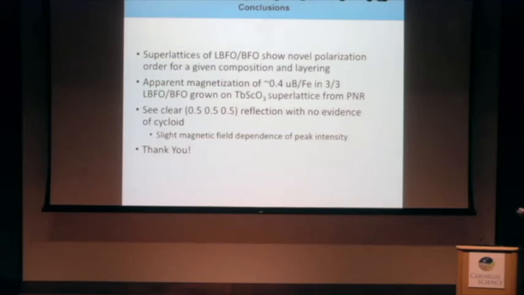And we see a clear half reflection with no evidence of cycloid. Now, I should note that we've also tried field dependence of the elastic scattering. What we see is a slight field dependence of the scattering intensity at this half peak, but we're still trying to run this down and make sure that this is real.